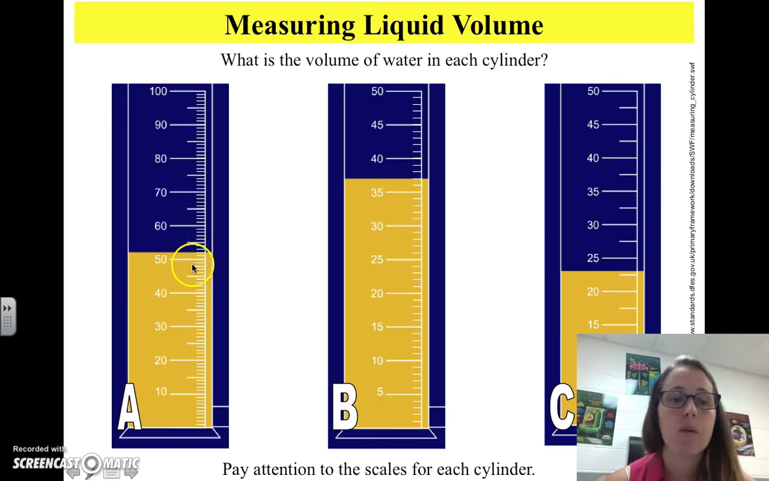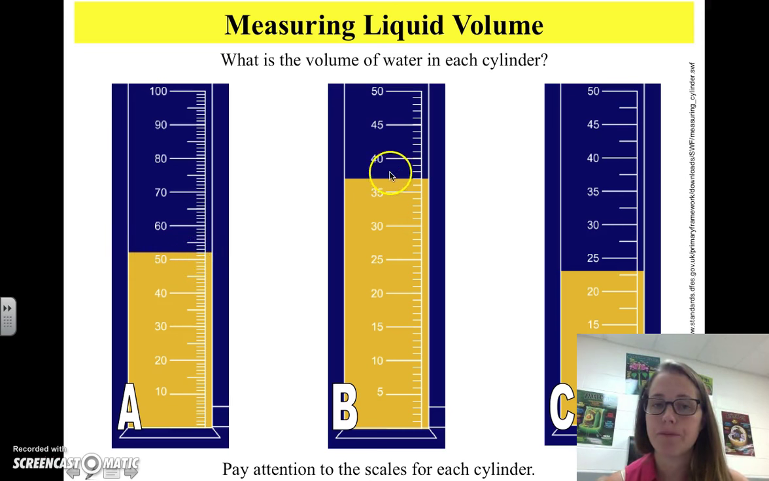Okay, so that means that when we count this, we can go to the number, the big line below the liquid, and now we can count to where the liquid goes to. So 50, 51, 52, because we know each of those little lines is 1. So this one would be 52.